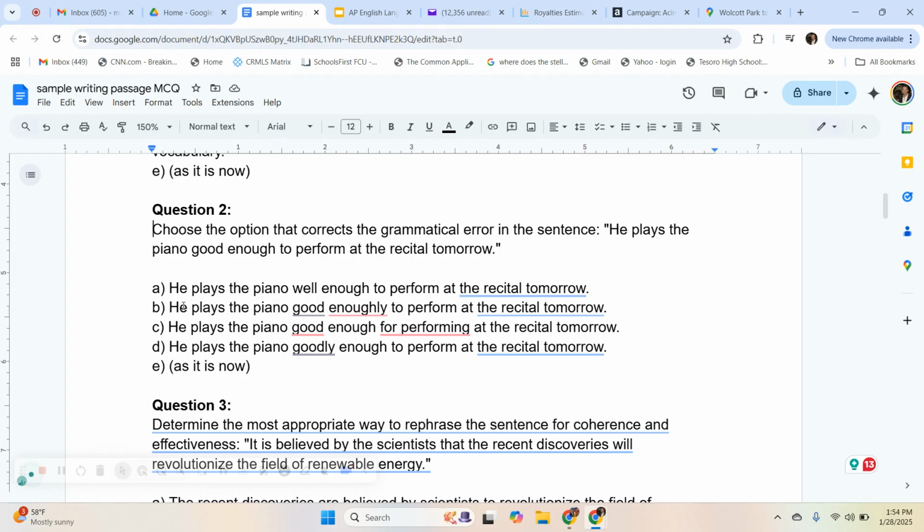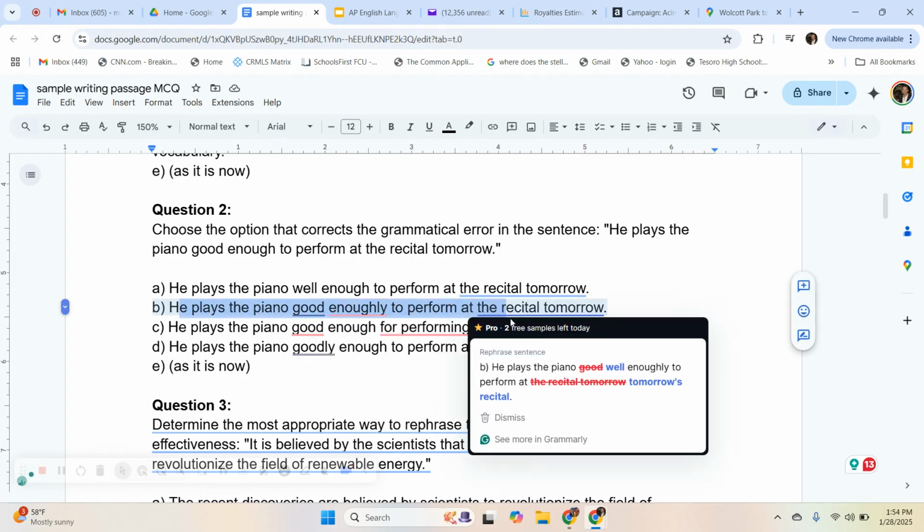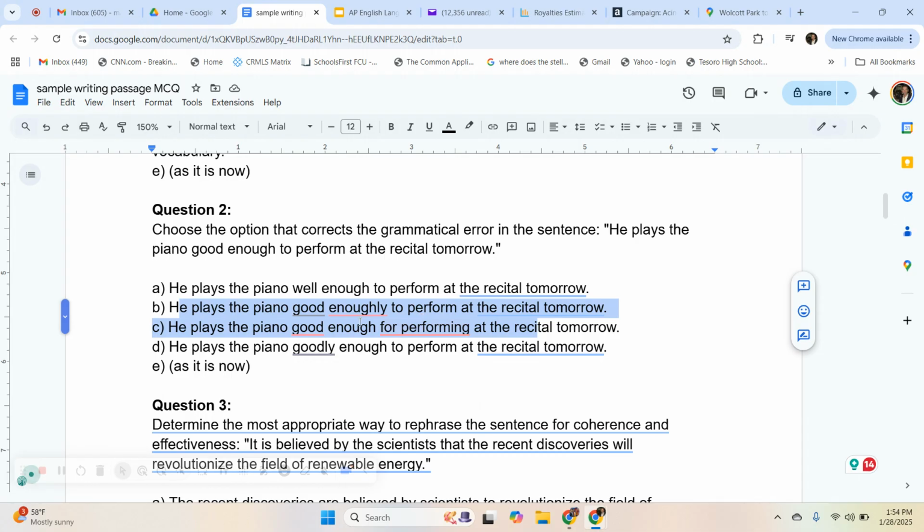B, he plays the piano good enough to perform at the recital tomorrow. You want to take out the good enough. And these all have good enough, goodly enough. That's pretty funny. And then as it is now. So A is the correct answer. So as I said, 2 is a lot easier, and it took way less time than number 1.